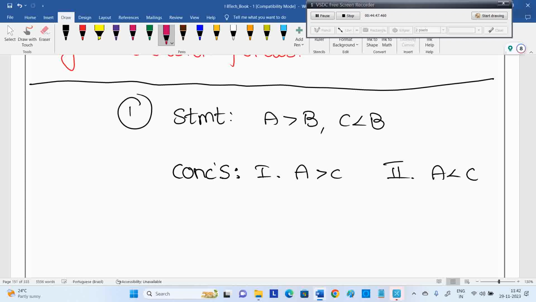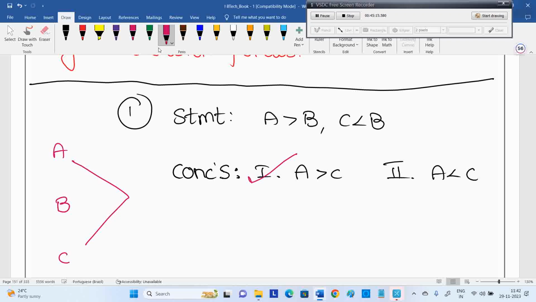So first one is what? A greater than B. Means A is taller than B. We can consider like that. Next one, C is smaller than B. So obviously, first one true. So then we can say only conclusion one follows. So this is how you need to decide. Note down the simple example.